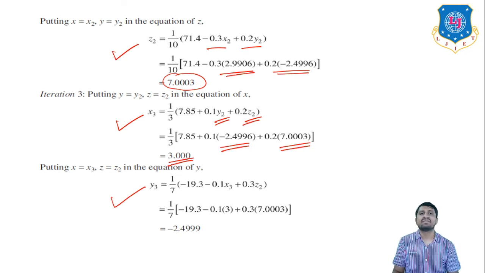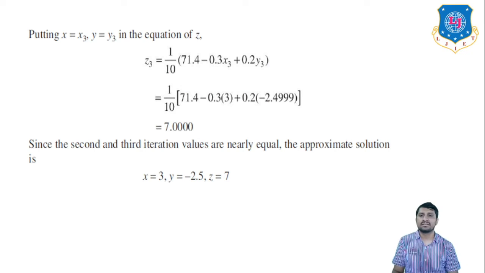Now when you find y3, you can use the value of x3 and z2. Okay, so this is the value of x3 and z2. So you will get almost 2.4999.